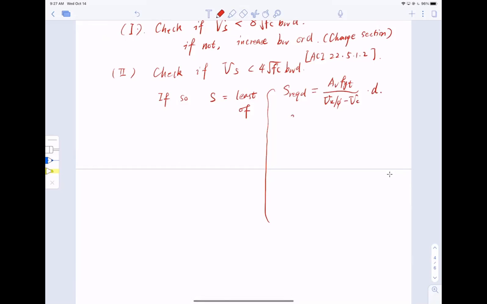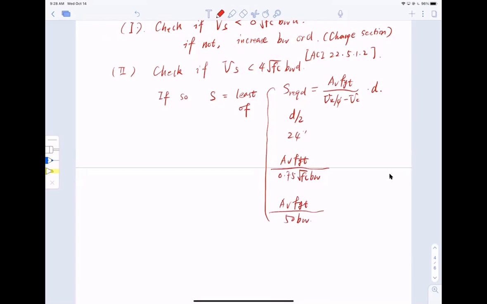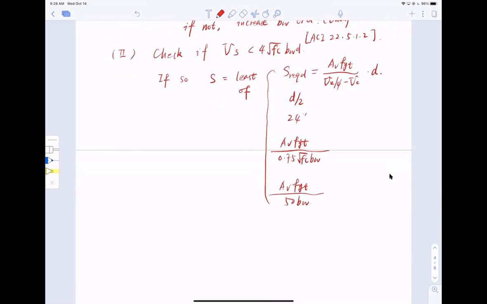And check if it's d over 2. Next one, 24 inches. And next one, Av fyt divided by 0.75 square root f'c bw. And the last one is Av fyt divided by 50 bw.